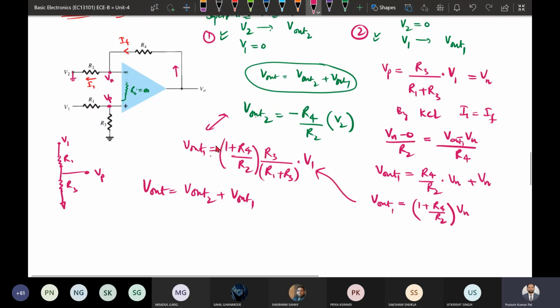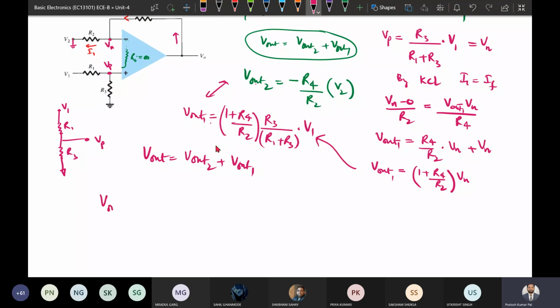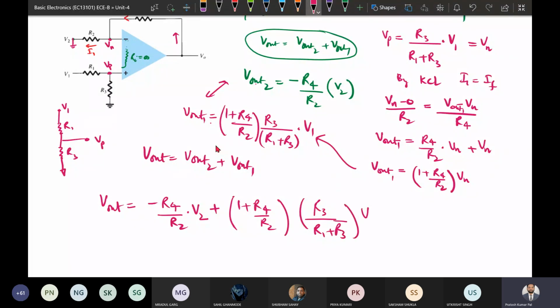So by putting the values, we can get the V output. Output 2 is minus R4 divided by R2 into V2, plus 1 plus R4 divided by R2, multiplied by R3 divided by R1 plus R3, into V1.